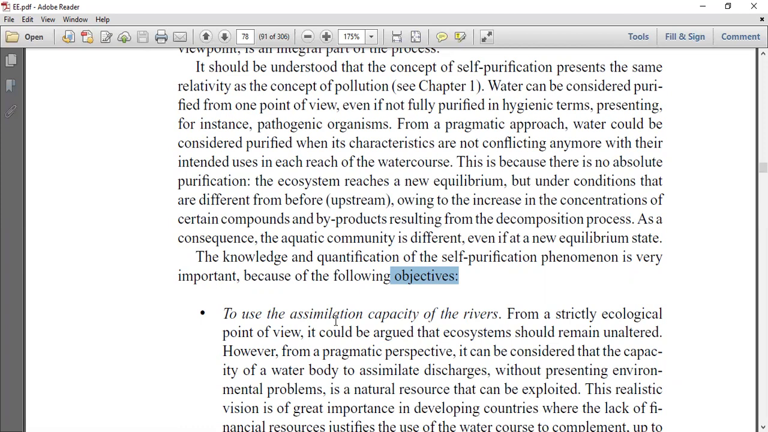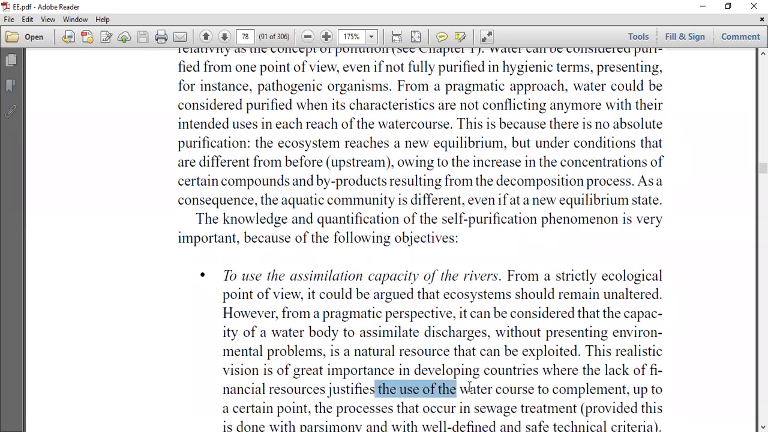Right? So it is a general phenomenon that all natural ecosystems or natural water bodies remain unaltered, but due to pragmatic conditions, due to rapid industrialization, certain kinds of pollutants are mixed and thrown into the natural ecosystem, into the river, so it can be considered that the capacity of a water body to assimilate discharge without presenting environmental problems is a natural resource that can be exploited. This realistic vision is of great importance in developing countries, where the lack of financial resources justifies the use of water sources to complement treatment up to a certain point.